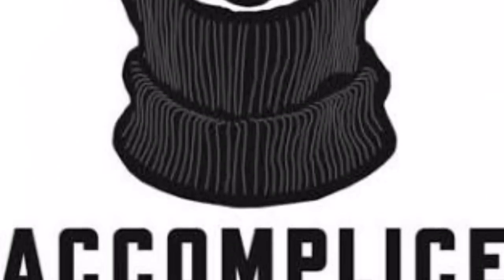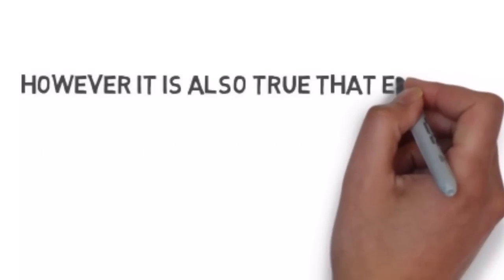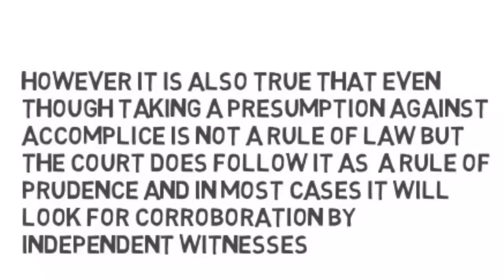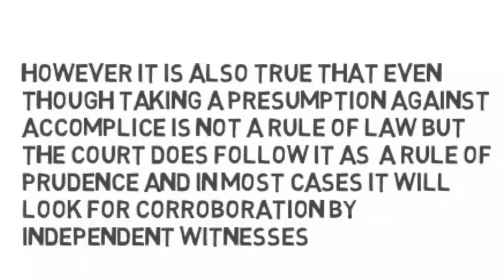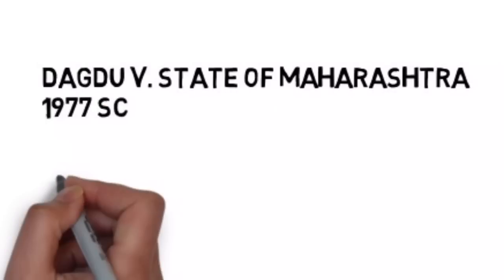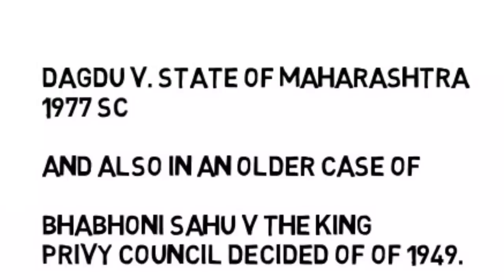The court does not have to take a presumption of 114 Clause B in every case. However, it is true that even though the presumption is not a straitjacket formula, not a rule of law, in most cases the court, as a rule of prudence instead of a rule of law, does try to get independent evidence of whatever the accomplice is saying. They try to corroborate it, as has been held in the case of Dagru versus State of Maharashtra, which is a 1977 Supreme Court judgment, and also held in an older case of Bhaboni Sahu versus the King, which is a Privy Council decision of 1949.